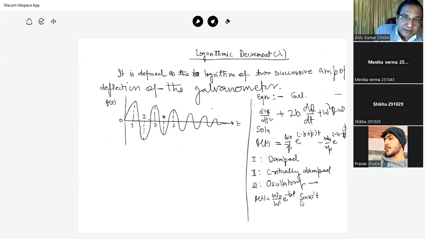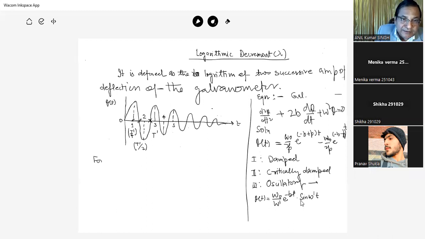And this time is t dash. So this point is t dash by 2. And this point is t dash by 4. So what we have to find out is the expression for maximum deflection.